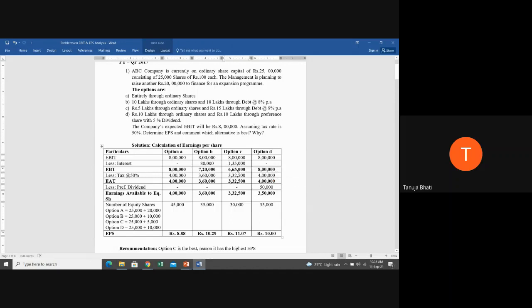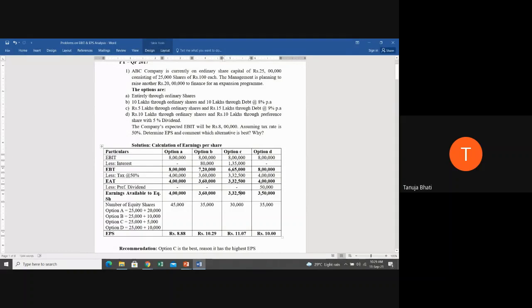You got EBT 6,65,000. Then you have deducted tax at the rate of 50% on 6,65,000, which gives 3,32,500. You got earnings after tax as 3,32,500. Since in option C, the finance is not raised through preference shares, therefore preference dividend will not come into picture, therefore it is nil. Earnings available to equity shareholders is 3,32,500.